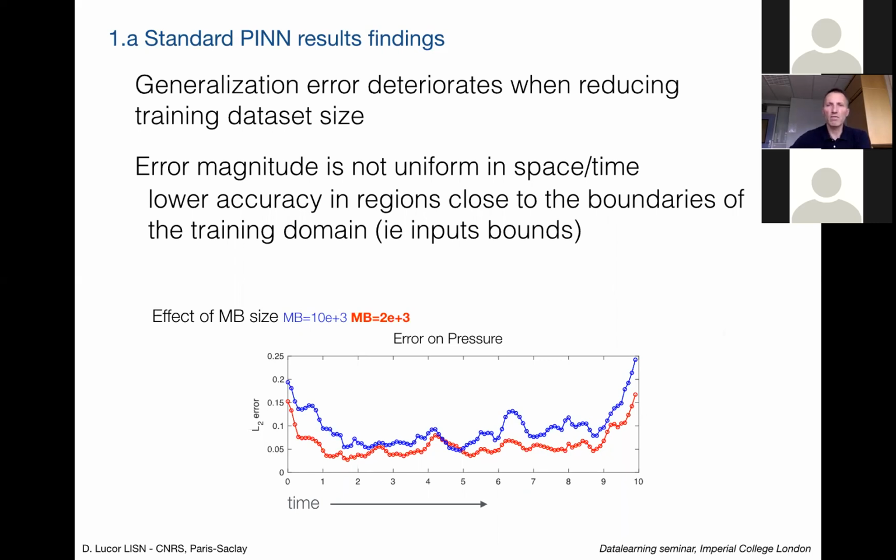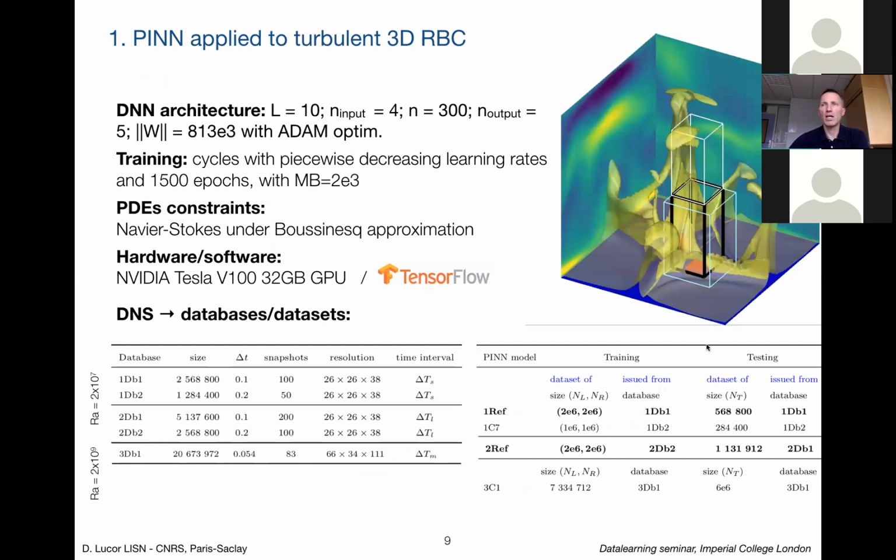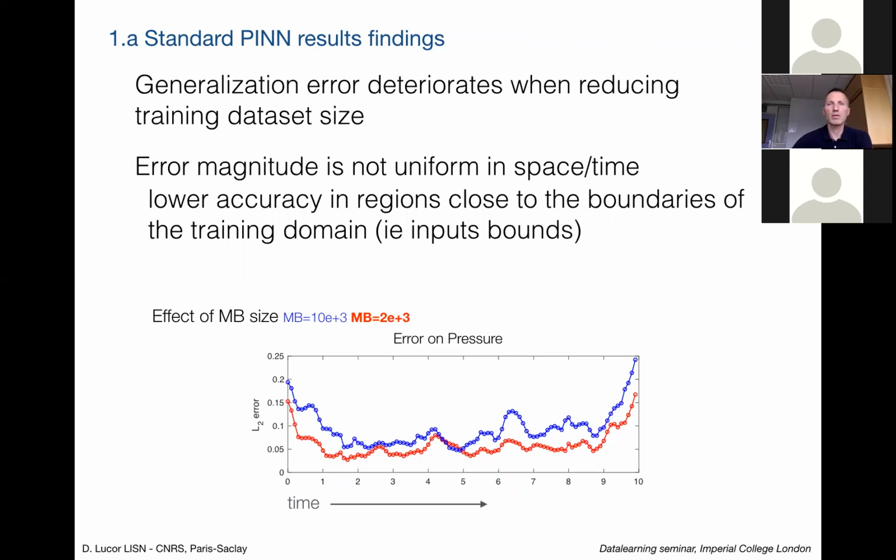So in space, for example, with your machine learning reconstruction, you will be a little bit less accurate close to the boundaries of the black box here. And the same in time. Here we're looking at the L2 error of the pressure in time. The error is larger close to the initial time and just before the final time. So close to the spatial and temporal boundaries, the error is larger, especially when you are in this small data regime.